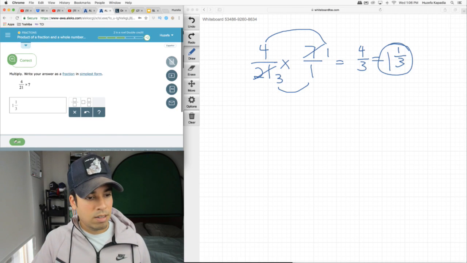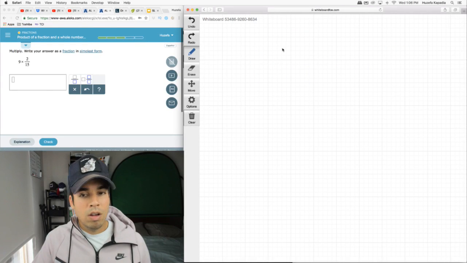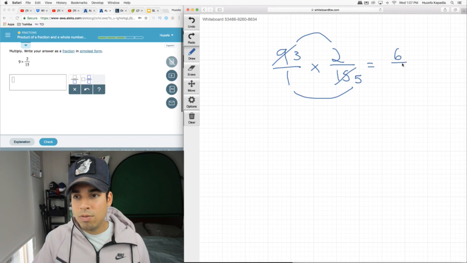All right, let's keep going. Last one. 9 over 1, straight away just putting it over 1, times 2 over 15. Now let's cross simplify. 9 and 15 can both be divided by 3. 15 divided by 3 is 5. 9 divided by 3 is 3. Multiply across, we get 6 over 5.